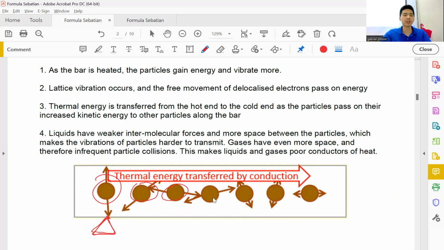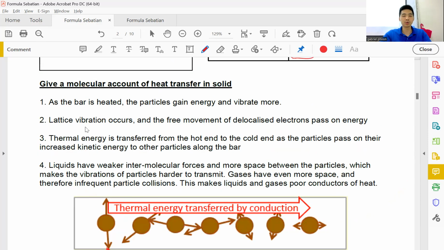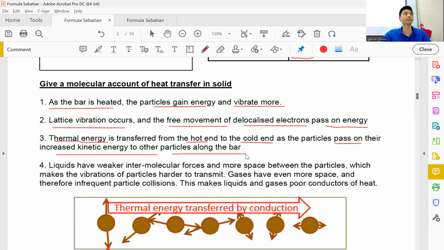Okay, so in your exam, they will usually ask you to explain in terms of molecules how conduction occurs. You're supposed to mention this: vibrate, pass energy, vibrate, pass energy, and so on. Of course, a more structured manner will be as shown here. As the bar is heated, the particles gain energy and vibrate more. Lattice vibration occurs and free movement of the delocalized electrons pass energy. This here is basically the free moving electrons in a more fancy term, right? Then thermal energy is transferred from the hot end to the cold end, and they pass on their increased kinetic energy to the particles along the bar.